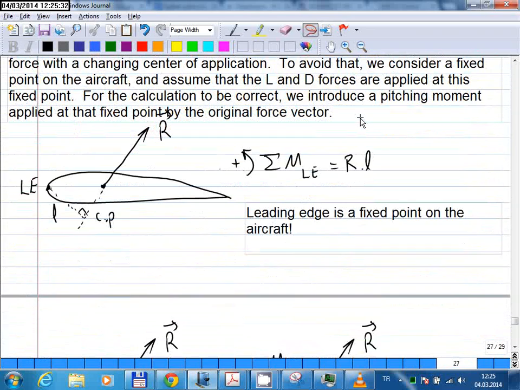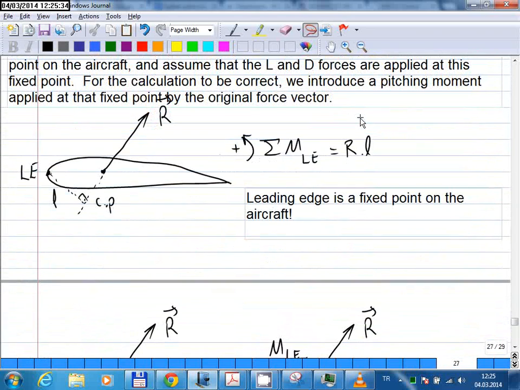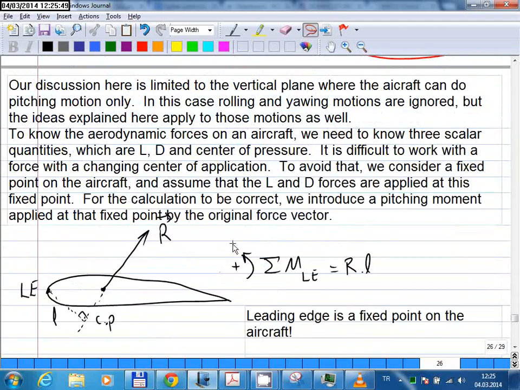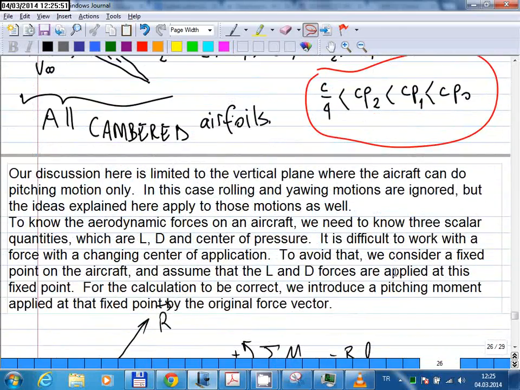Okay, so now I need to talk about this concept of moving the force to a fixed point, but perhaps I can wait until Friday before I start that. Okay, let me stop here, and I think you're tired already.